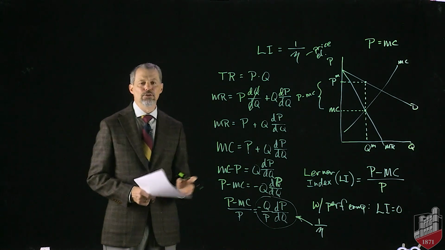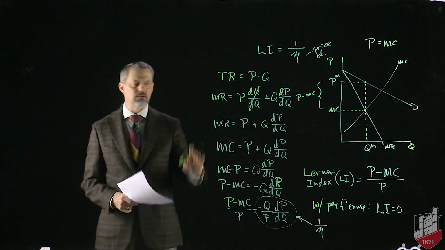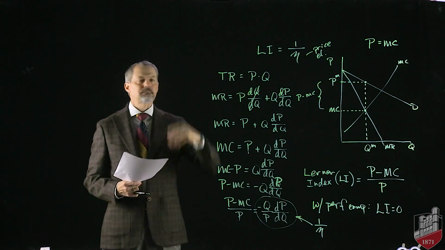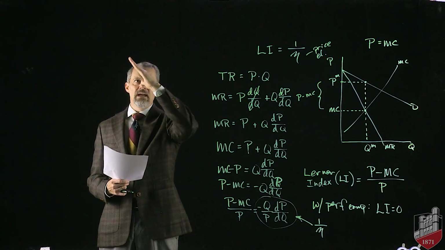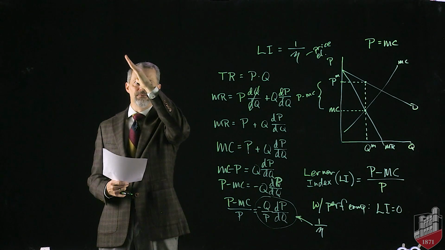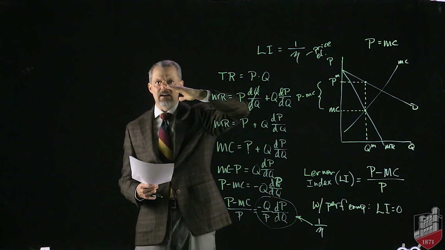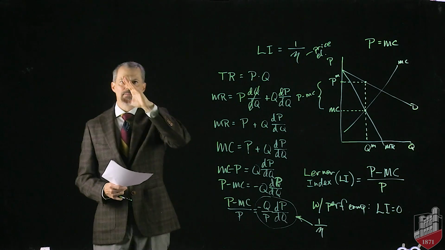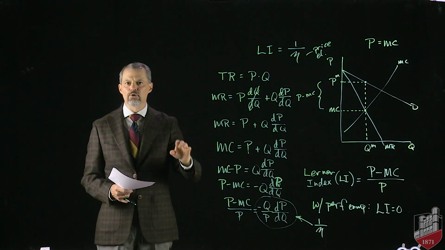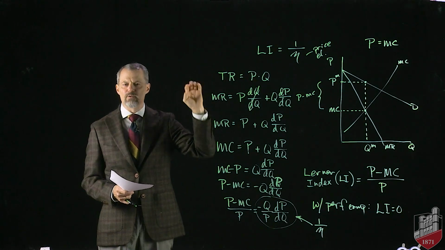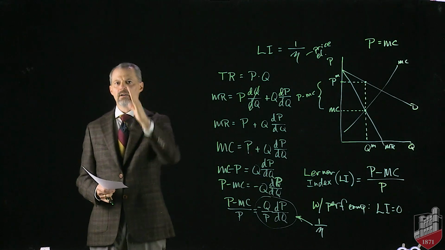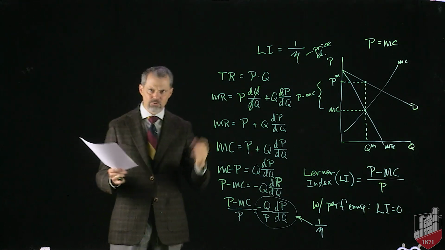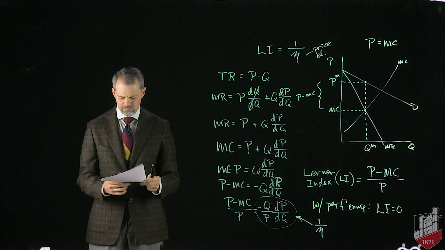In fact, if you were to draw a couple of pictures and make one demand curve very steep and one demand curve relatively flat, more elastic, and then draw the appropriate marginal revenue curve, you'll see that the markup over marginal cost is bigger with the steeper demand curve. It's a relatively easy picture to draw.